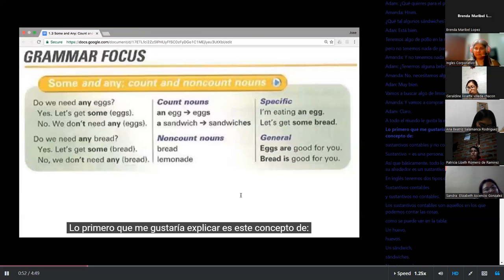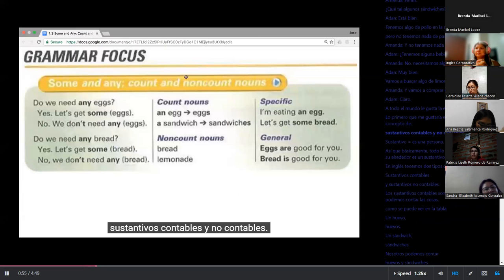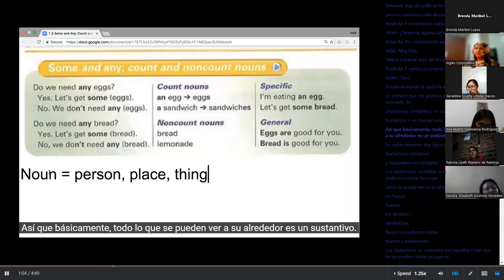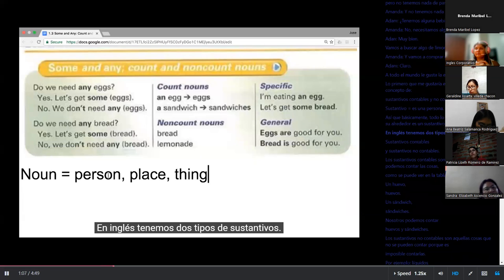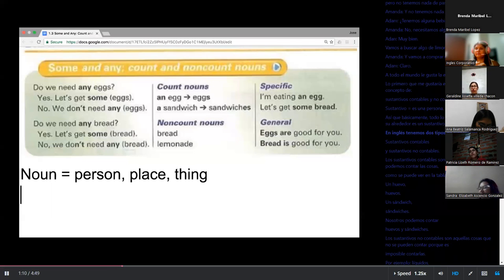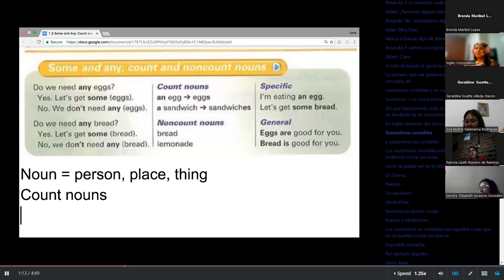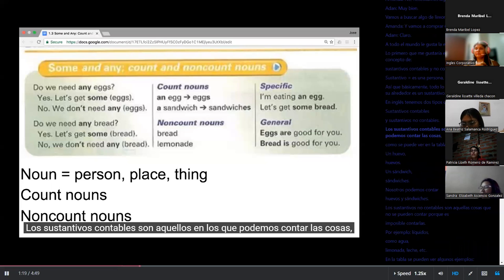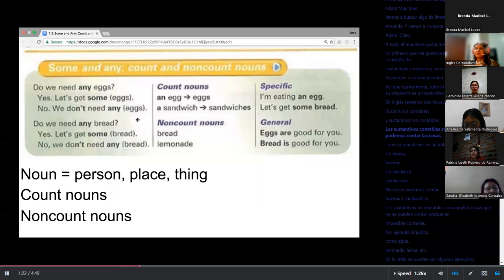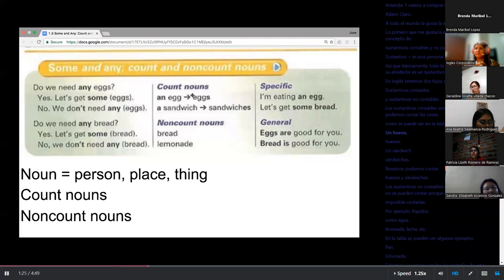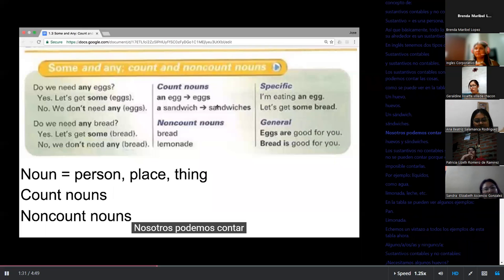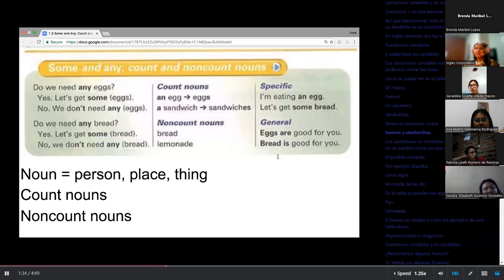The first thing that I would like to explain is this concept of count and non-count nouns. A noun is a person, a place, or a thing. So basically, anything that can be seen around you is a noun. In English, we have two types of nouns. We have count nouns and non-count nouns. Count nouns are those things that you can count. As you can see on the chart, an egg, eggs, a sandwich, sandwiches. We can count eggs and sandwiches.